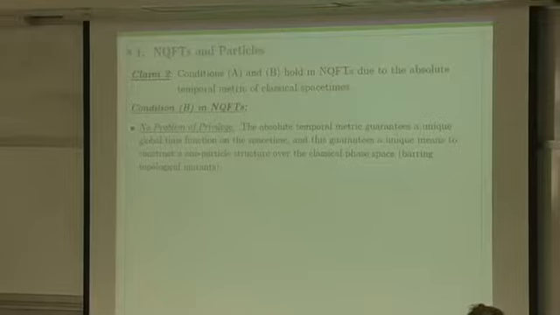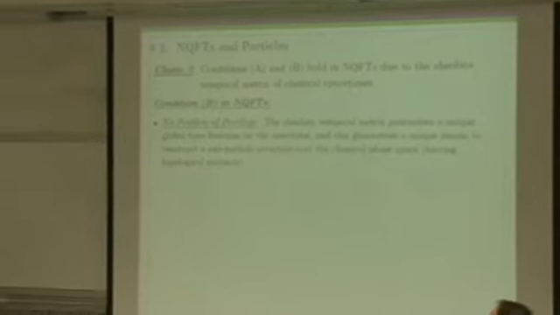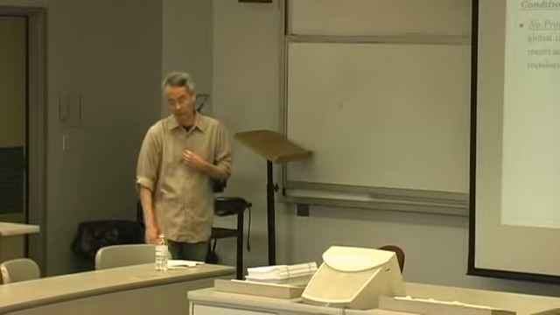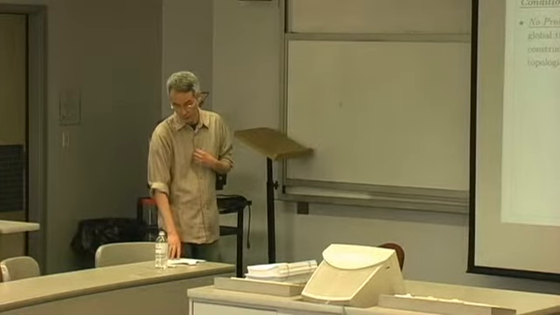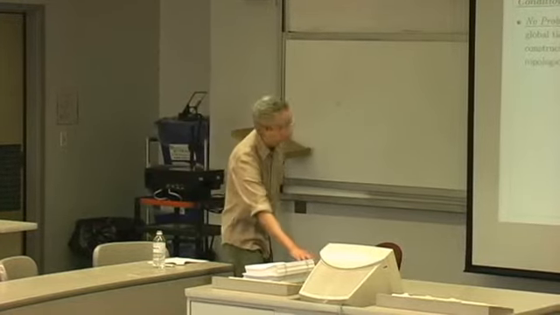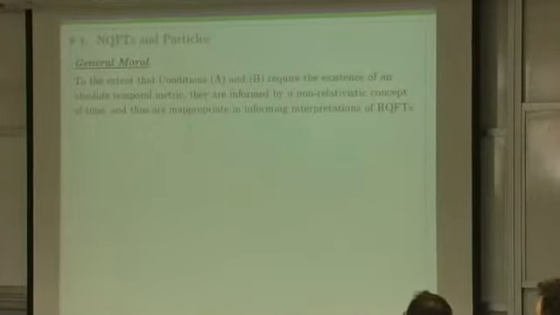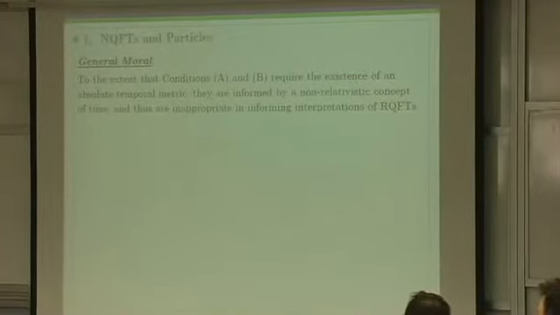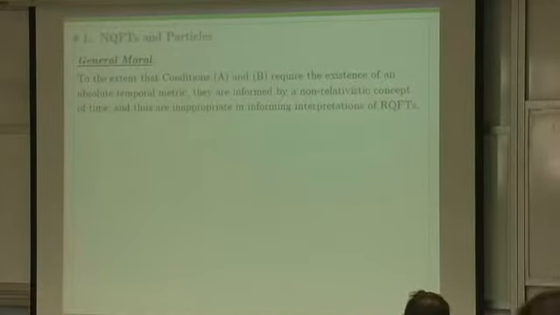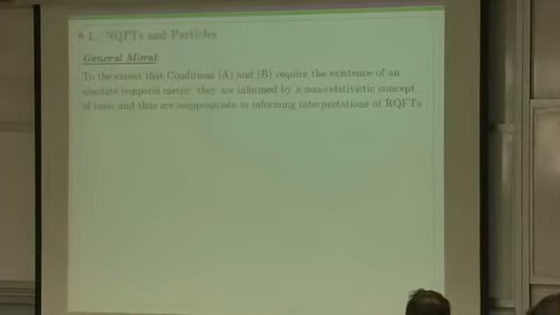Unitarily inequivalent representations of the canonical commutation relations may still occur if the classical phase space has topological defects, even in systems with finite degrees of freedom and assumedly unique global time functions. But barring such mutants, the point goes through. So, the general moral I draw from this part of the talk is the following. To the extent that conditions A and B require the existence of an absolute temporal metric, they are informed by a non-relativistic concept of time, and thus are inappropriate and uninformative in interpretations of relativistic quantum field theories.